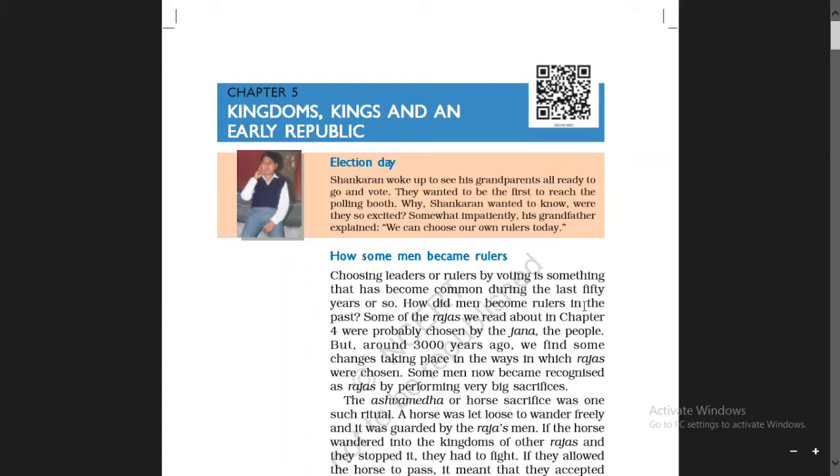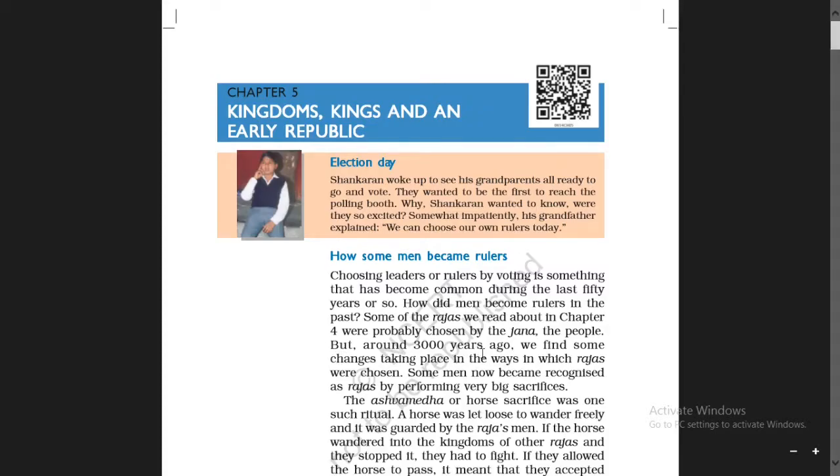How did men become rulers in the past? Some of the rajas we read about in chapter 4 were probably chosen by the jana, the people. So, how did they become the rulers in the past days when there was no voting system? Some of the rajas we read about in chapter number 4 were probably chosen by the jana. Jana means people.